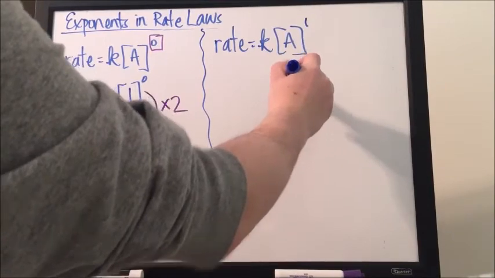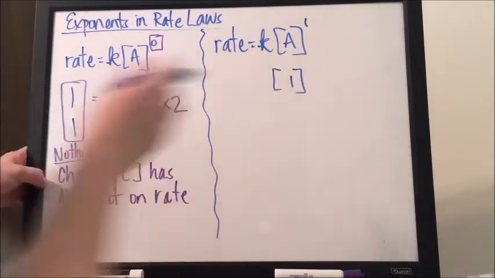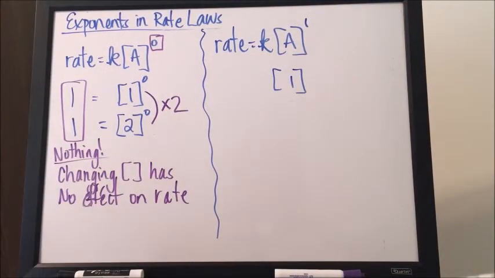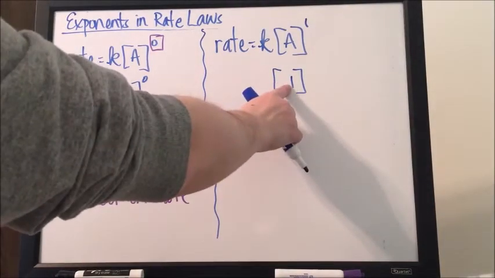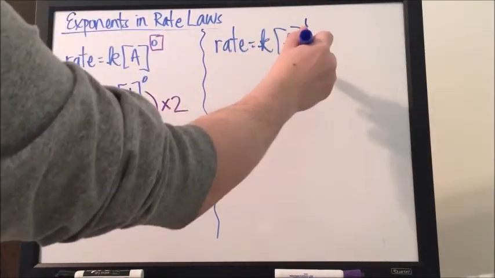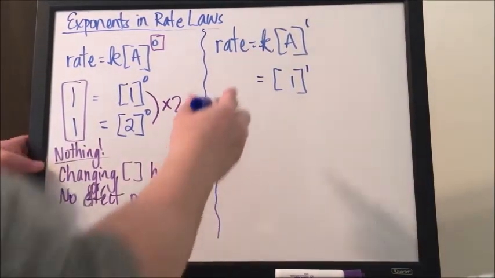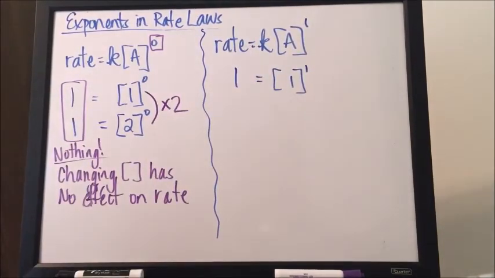Let's say A's concentration is 1. I'm just making that number up. See, you can make up any number. I just like to pick very simple numbers. So I made up this. 1 to the first power is what? Well, 1 to the 1 is 1.